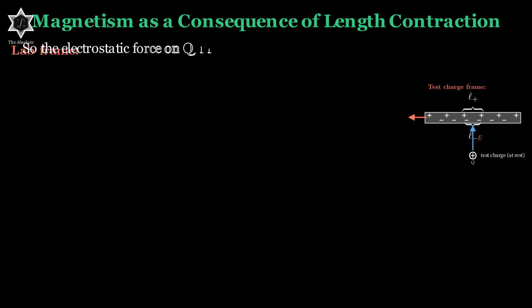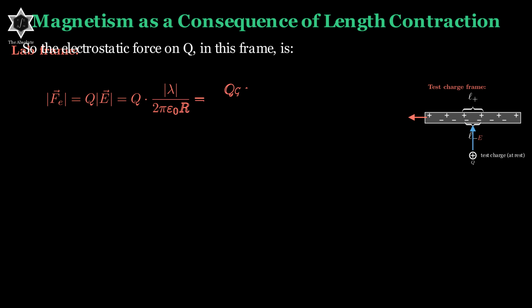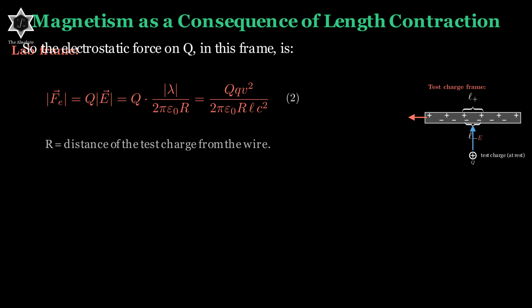So the electrostatic force on the test charge, still working in this frame, is Q times E, which comes out to Q v squared over 2 pi epsilon naught, r, L, c squared. Remember, r is just the distance of the test charge from the wire.